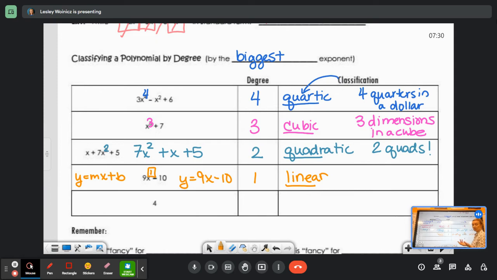This is a linear pattern. Okay, it's going to have a constant rate of change. So this one, linear, is like a line.